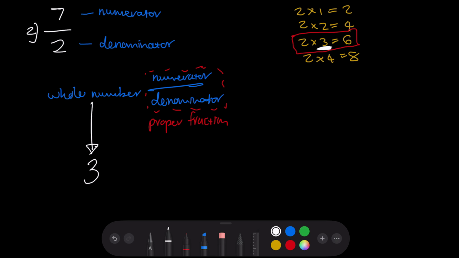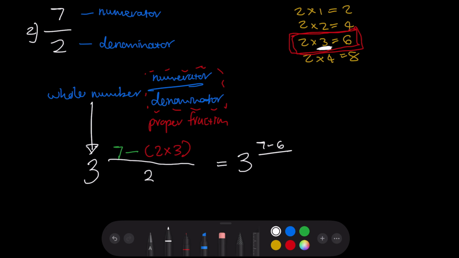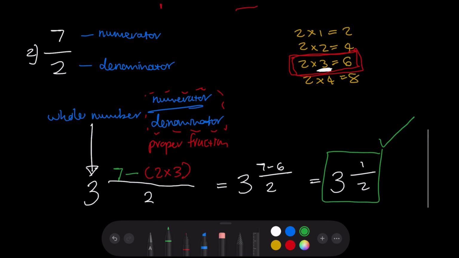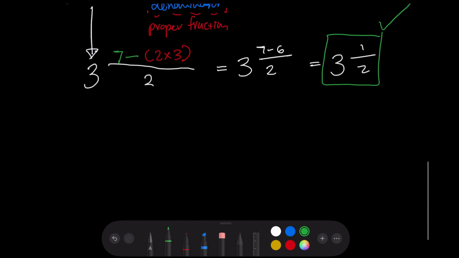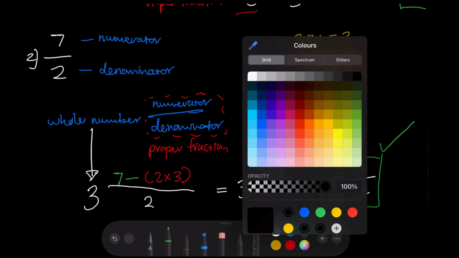Then in my numerator, I originally had 7, but I must subtract this right here, which is subtract the 2 times 3 that I have there. And then I must keep the 2 that was originally there. Then what does that give me? It gives me 3, 7 minus 6 over 2, which is ultimately 3 and a half. And of course, that was correct there. So now we're going to look at the reverse.